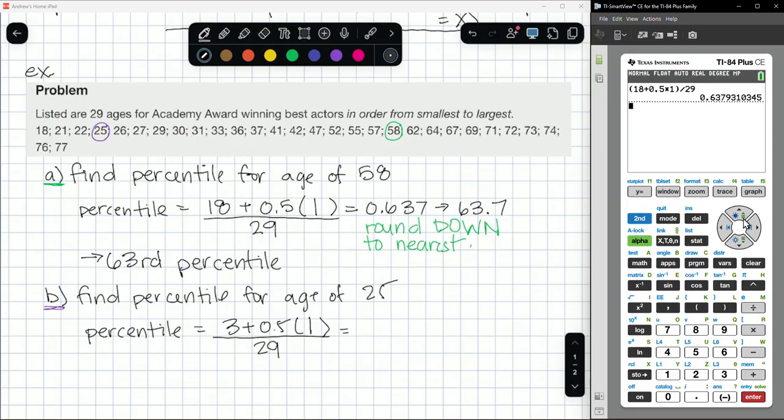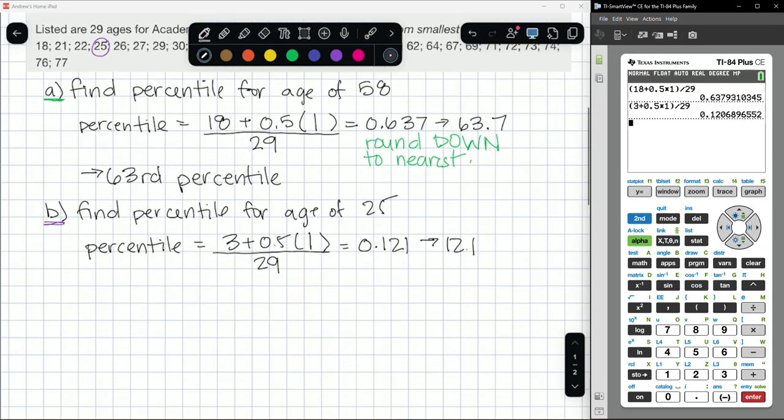And I am fundamentally lazy, so I'm going to copy what I just had here and retype. So that's the only thing that changed. And I get 0.1206, 0.121, which would become 12.1, which I'm going to round down to the 12th percentile. So 12% of the ages in that list are less than or equal to 25.